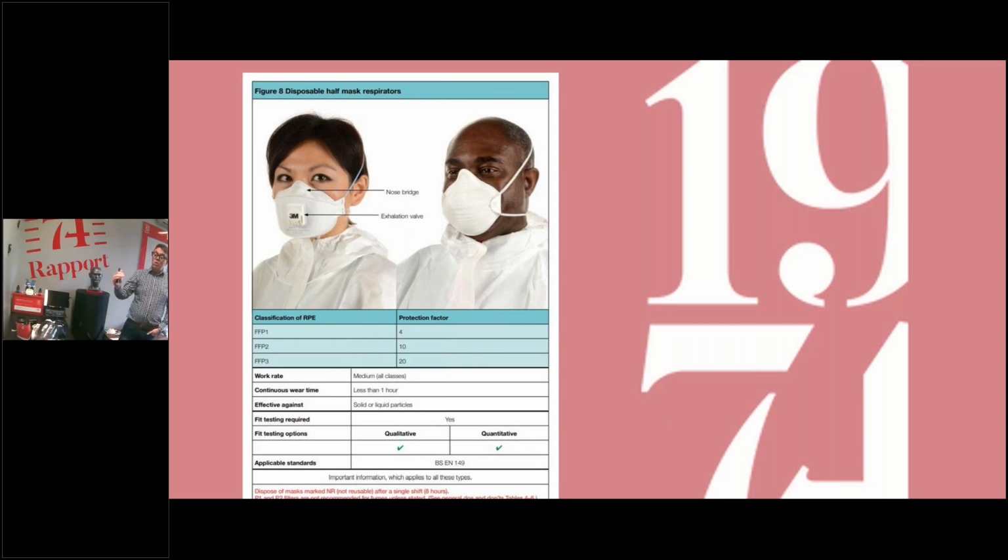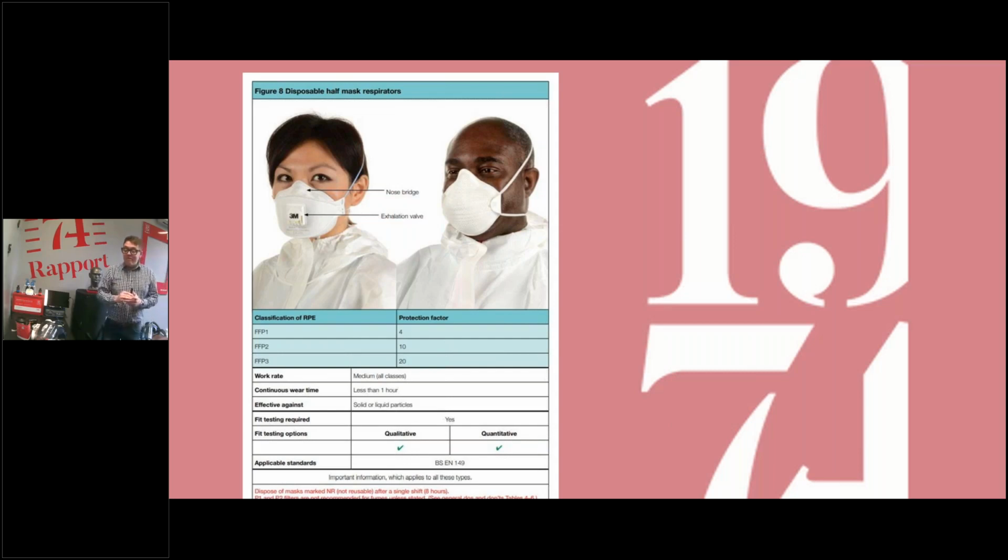Now, if you just look below the main image, you should be able to see something called a protection factor. We've got a protection factor of 4, 10, or 20, respectively, for a P1, P2, or P3 mask. So this just isn't the filter efficiency. This is a combination of the filter efficiency and the expected inward leakage of the seal of a mask. So a P1 mask would reduce exposure by a factor of 4. So if you take the amount of airborne contamination, divide that by 4, that will give you an indication to the inhaled quantity of particulates.